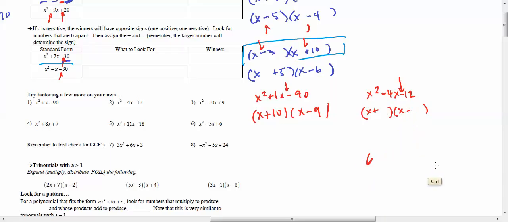6 and 2. What is it? Positive 6? Negative 6. Good. I was just trying to mess you up there, and I'm glad you didn't fall for it, because these guys fall for it all the time.